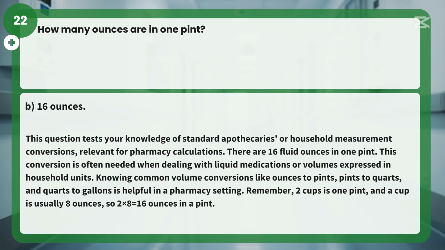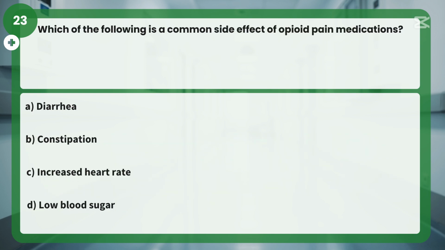16 ounces. This question tests your knowledge of standard apothecary or household measurement conversions, relevant for pharmacy calculations. There are 16 fluid ounces in 1 pint. This conversion is often needed when dealing with liquid medications or volumes expressed in household units. Knowing common volume conversions like ounces to pints, pints to quarts, and quarts to gallons is helpful in a pharmacy setting. Remember, 2 cups is 1 pint, and a cup is usually 8 ounces, so 2 times 8 equals 16 ounces in a pint. Question 23.